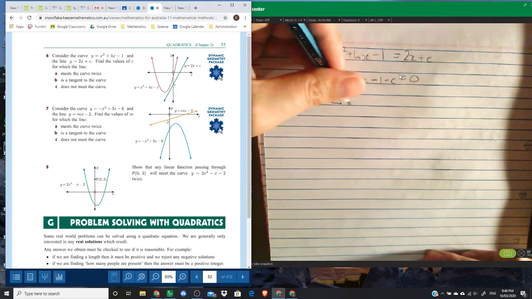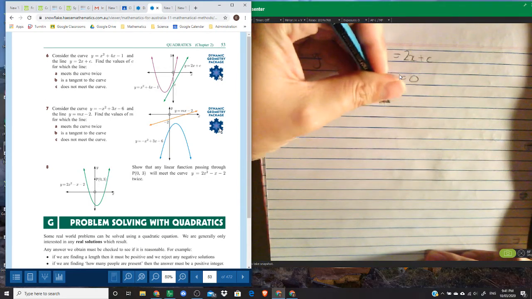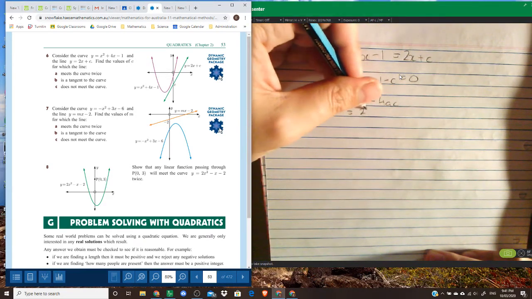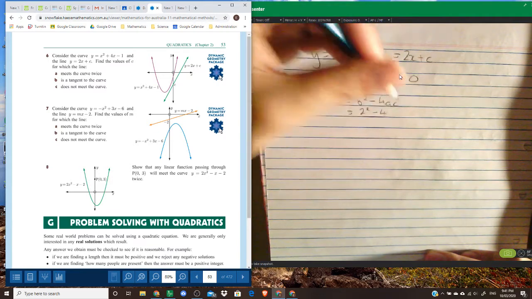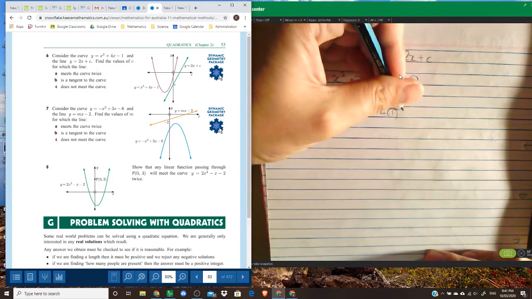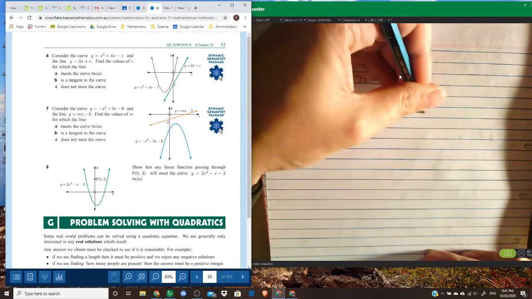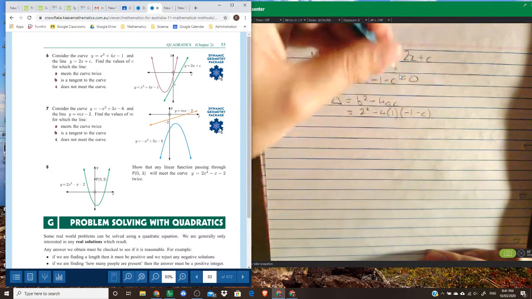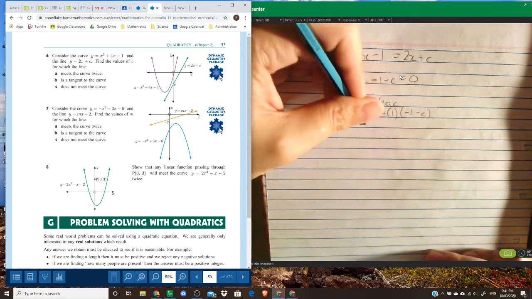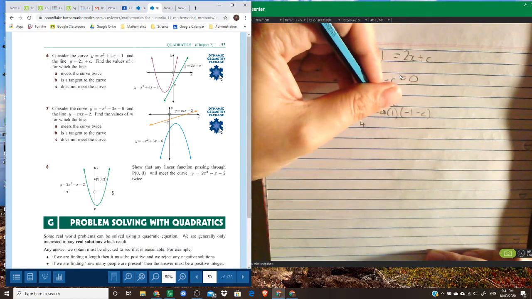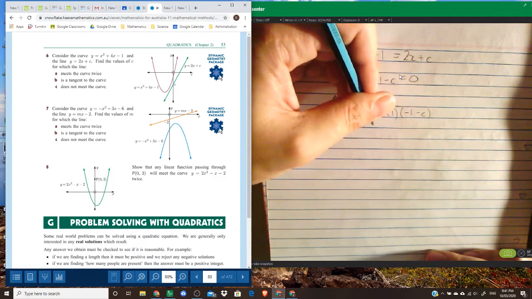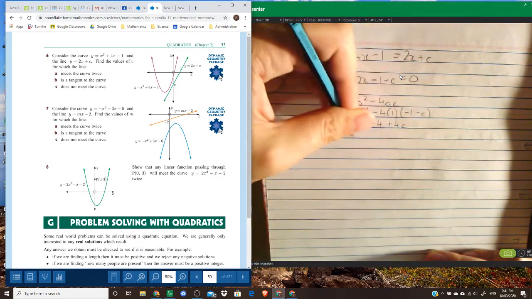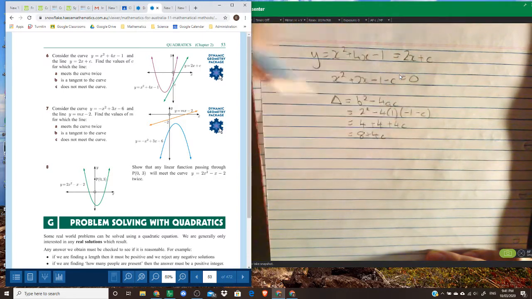Let's look at the discriminant, b squared minus 4ac. So b squared is 2 squared, minus 4 times 1 times, be careful, minus 1 minus c, which is our c term here. If I multiply that in, minus 4 times minus 1 is positive 4, and then plus 4c. So 8 plus 4c.